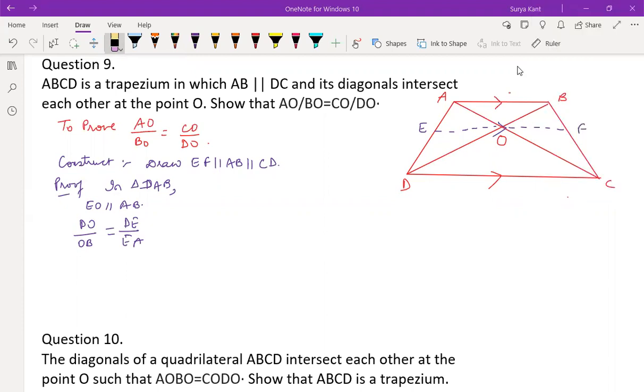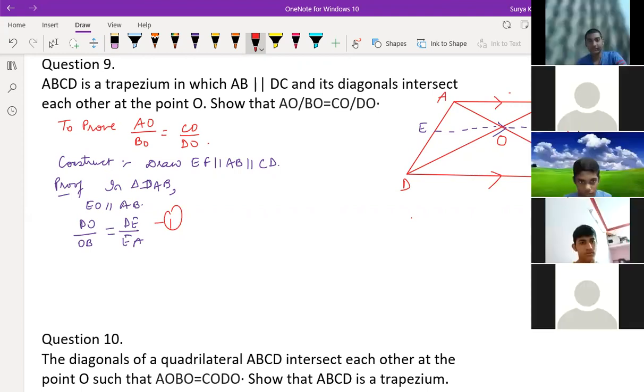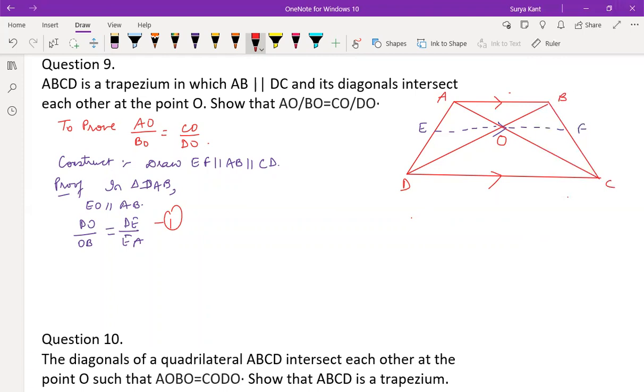So see here, DO by... Sir, what happened? Voice is breaking. One minute. Which thing is connected? Voice is breaking still. My voice is breaking, children. Is it breaking? My voice is breaking, Adarsh. No, sir. Okay, fine.